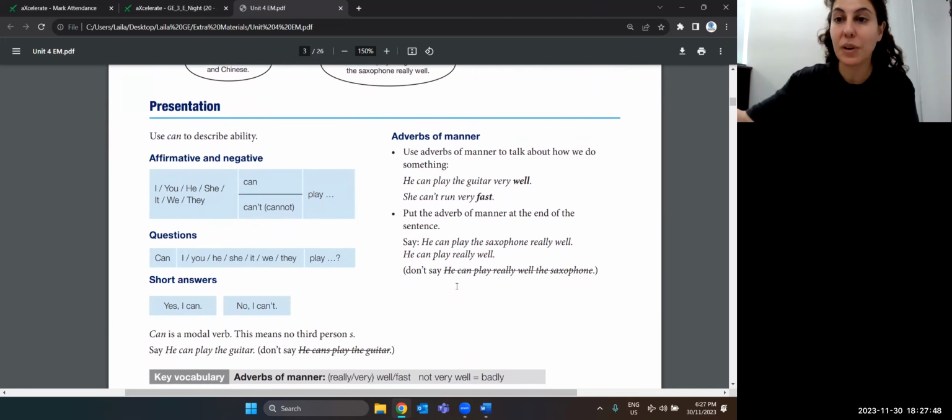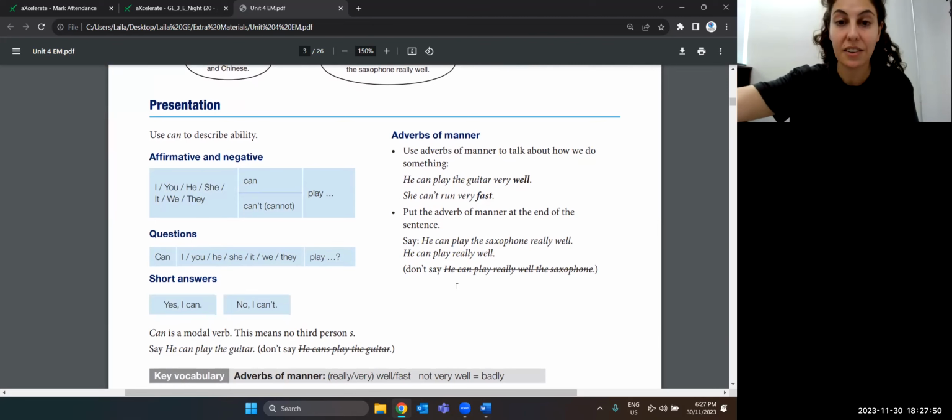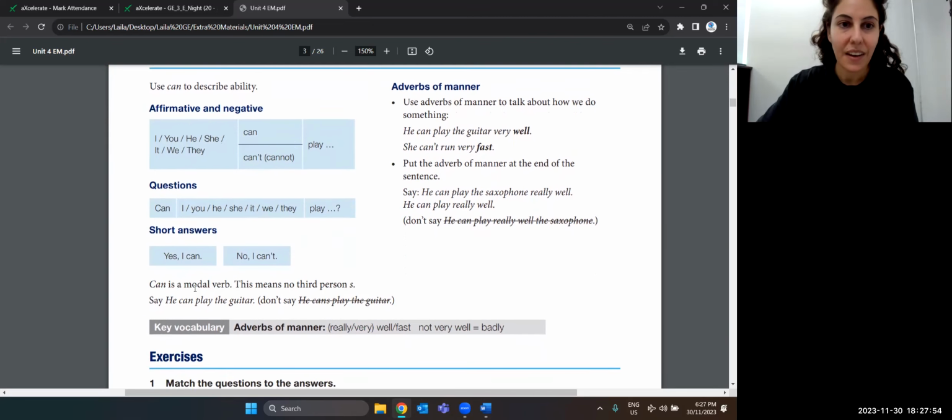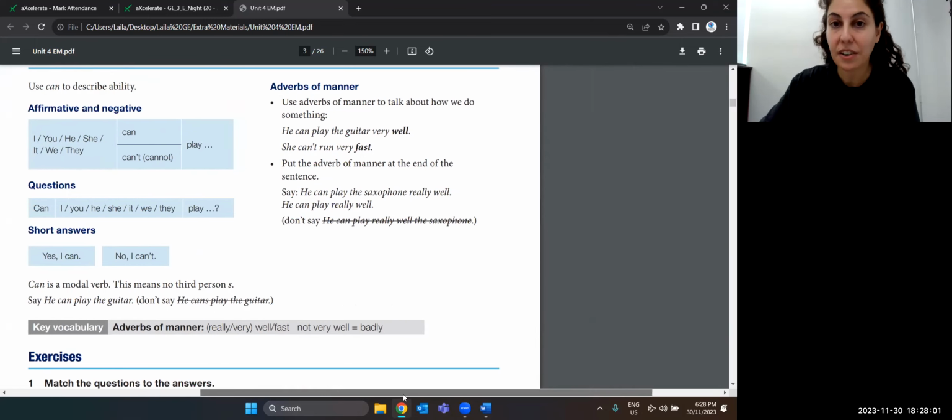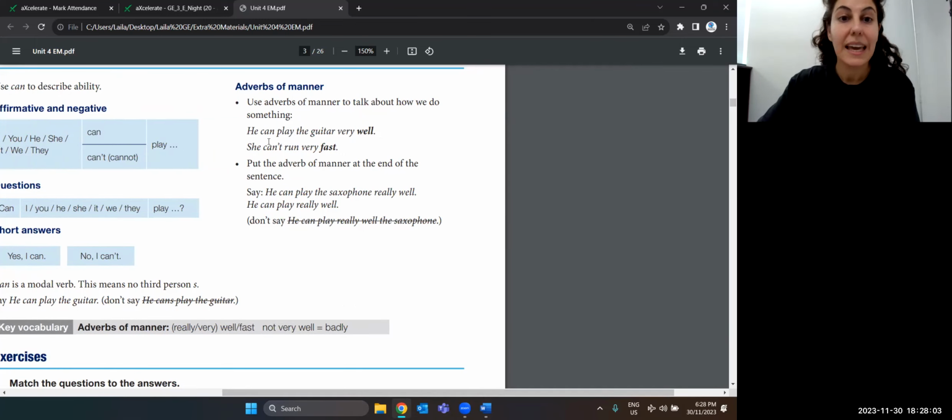So that's when we use can to show someone that we know how to do something. And we can even ask someone a question. Well, can you play the piano? Do you know how to play the piano? That's what it means. Okay, so we've got lots of rules. And we can even use adverbs with can. I can play the piano very well. He can play the guitar very well. She can't run very fast. So remember, you can use adverbs with can as well.